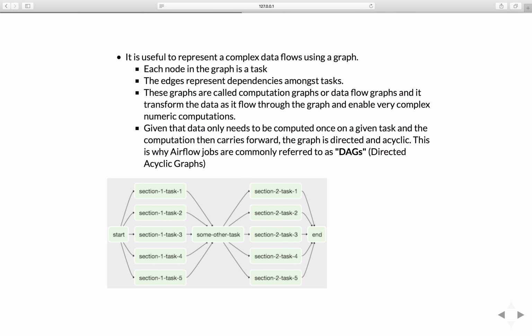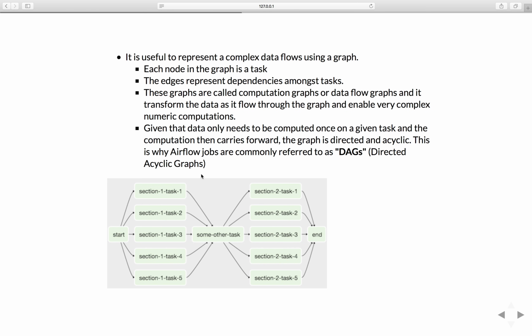With the understanding of directed acyclic graphs, we can now talk about an Airflow DAG, or Airflow workflow. It is very useful to represent complex data flows using a graph data structure. Each node in a graph is a task, and the edges represent dependency among tasks. All of these tasks here depend on this one, the start task, to run and finish successfully before all of these can run. That's the dependency among the tasks.